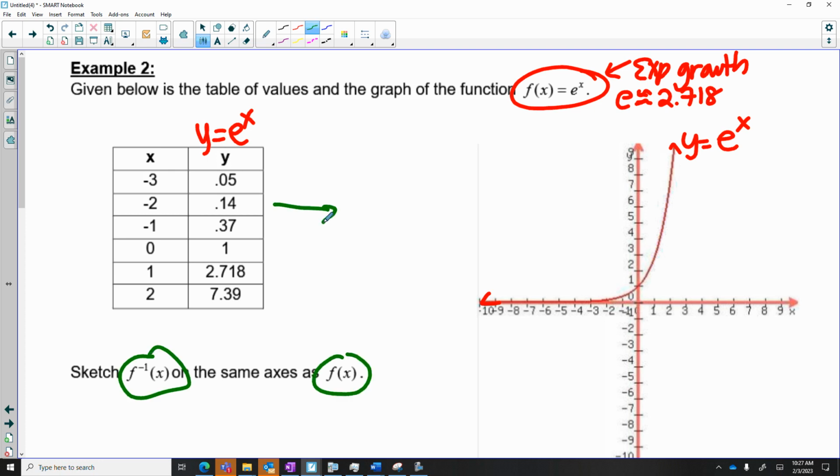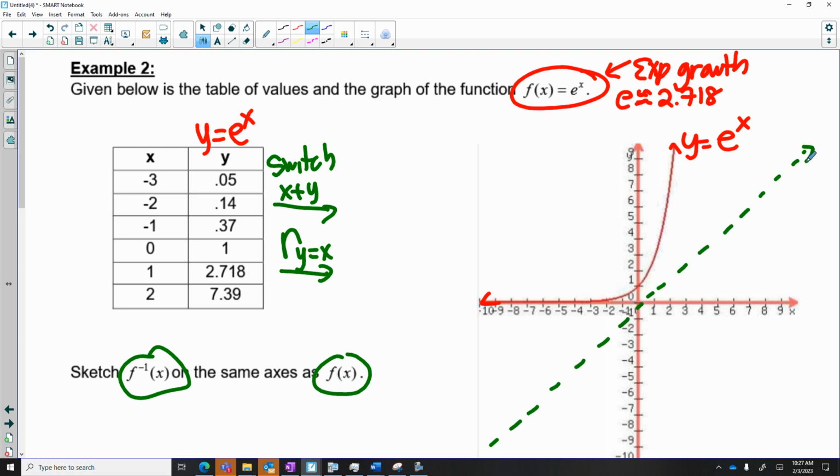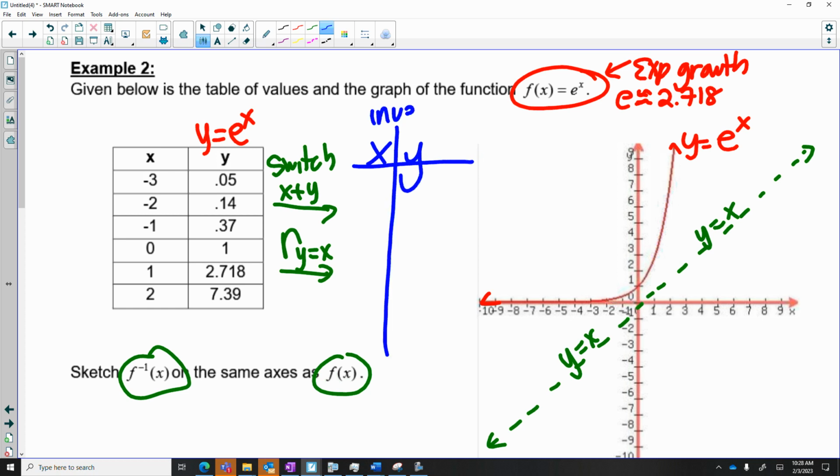So what we're going to do is switch x and y. Just like we said, that's going to be a reflection in the line y equals x. So let's make our dotted line for the line y equals x, because that's going to be our line of symmetry here. And now what we're going to do is create a new table of values for the inverse. I'm going to label this inverse for now, or f negative 1. And remember, this is the original f of x, okay?